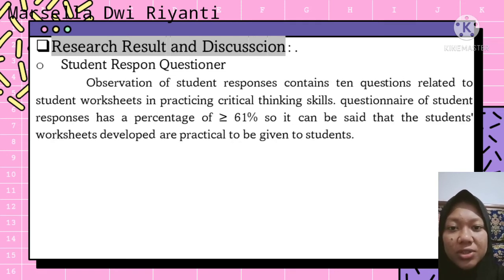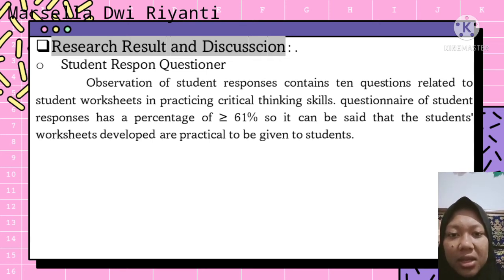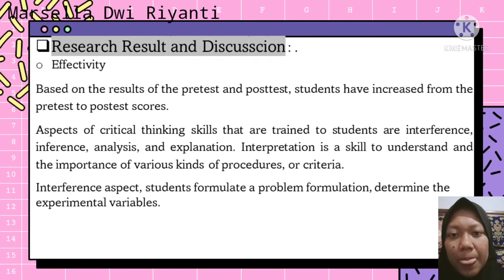Student response questionnaire. The observation of student response contains 10 questions related to the student worksheet in practicing critical thinking skills. The questionnaire of student response has a percentage above 61%, so it can be said that the student worksheet developed is practical to be given to students. Effectivity.